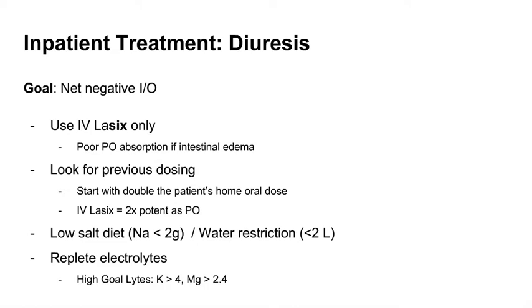And there are some that do these high goal electrolytes, meaning your goal potassium is greater than 4, your goal magnesium is greater than 2.4. This is again because the medicines that we're giving decrease potassium, decrease magnesium, and lower levels of potassium and magnesium can cause arrhythmias. That being said, there's really not a lot of great evidence for maintaining high goal levels.